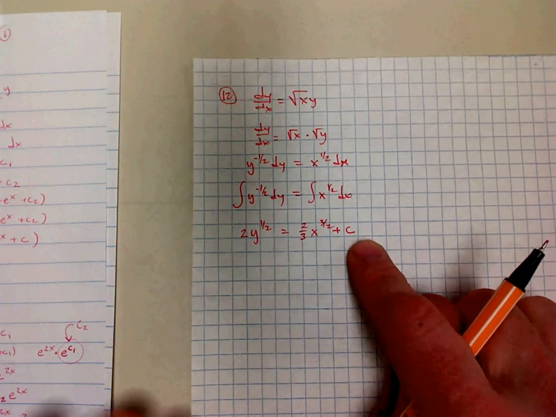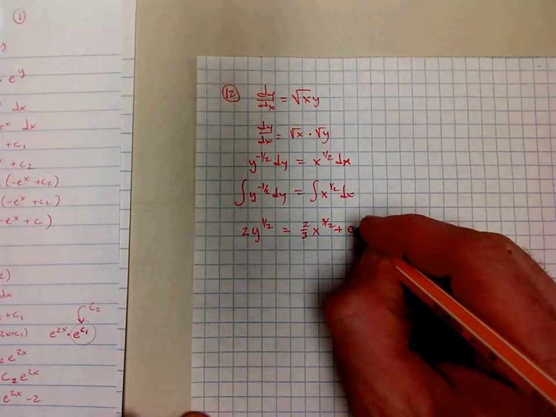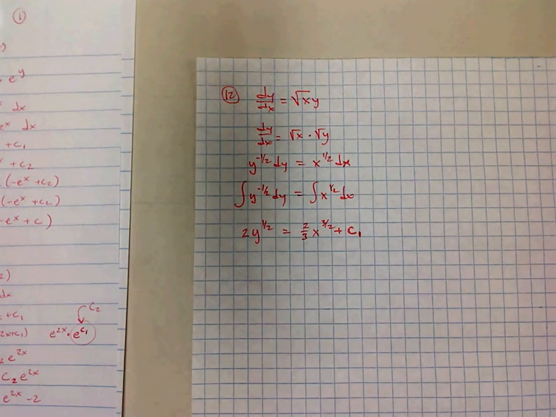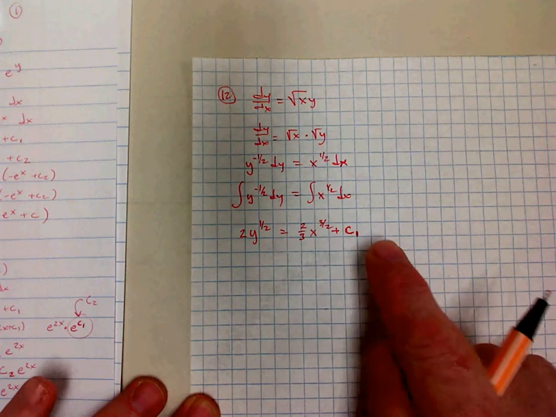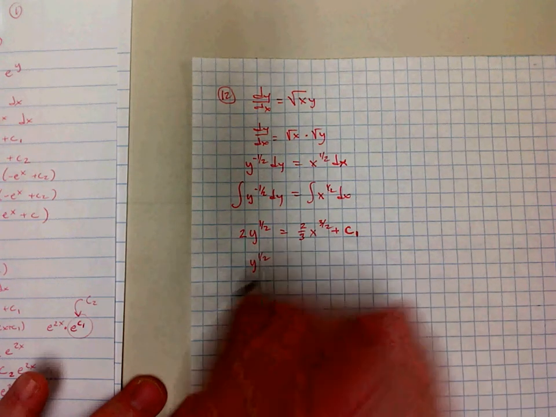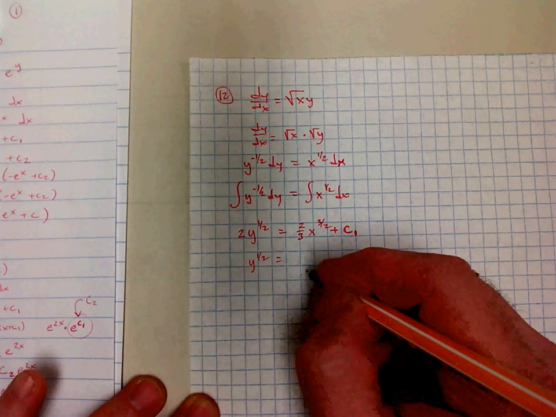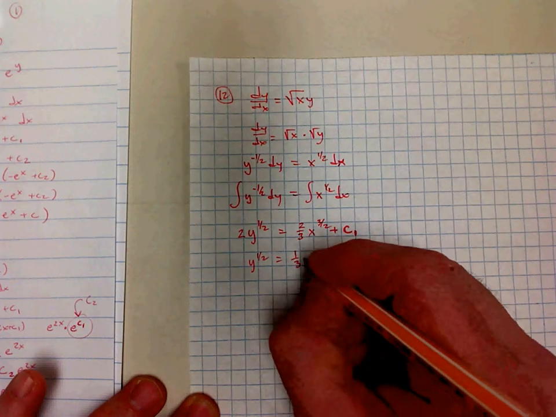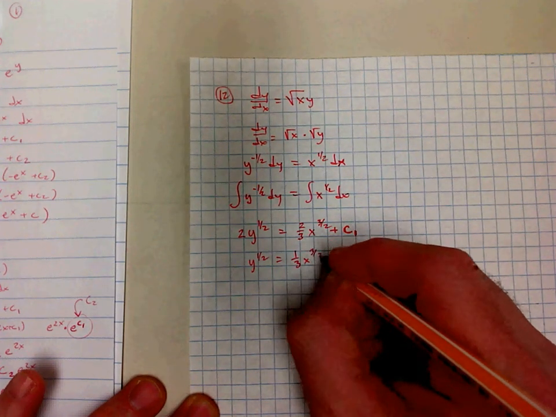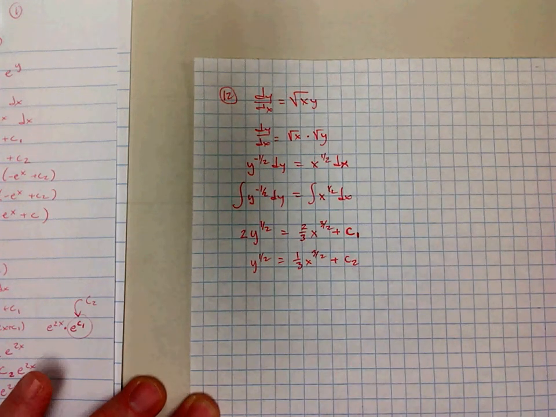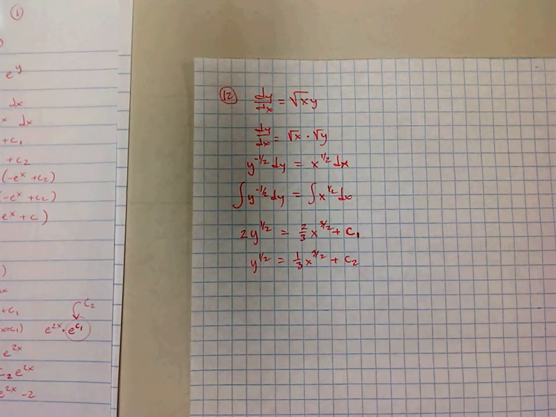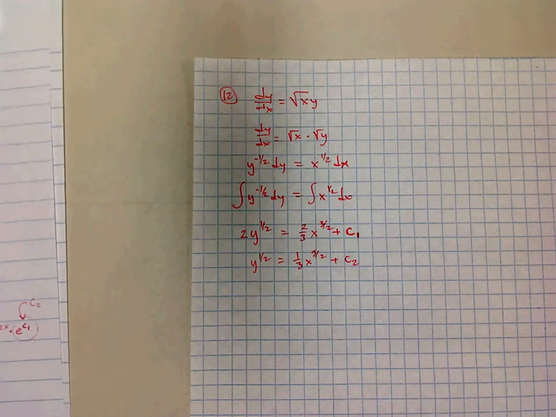Okay? And as a habit I'm going to start by saying this one's c1 because there could be more than one c as we manipulate through. And you can see that our first step to getting y by itself is dividing everything by 2. This will give us y to the 1/2. Half of 2/3 is just plain 1/3. And of course this will remain x to the 3/2. And then just write c2. There's no need to write c divided by 2. We don't care what constant that is. We'll get to some constant eventually. Okay?